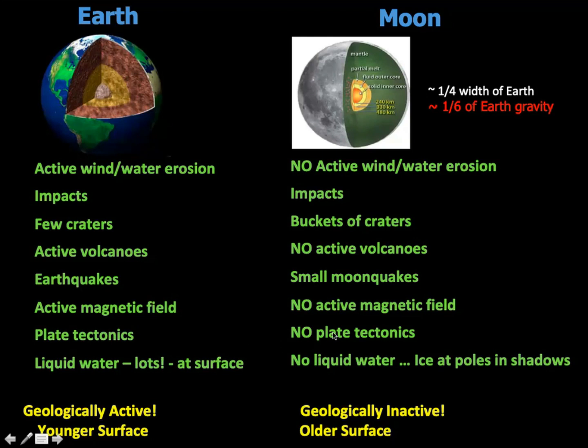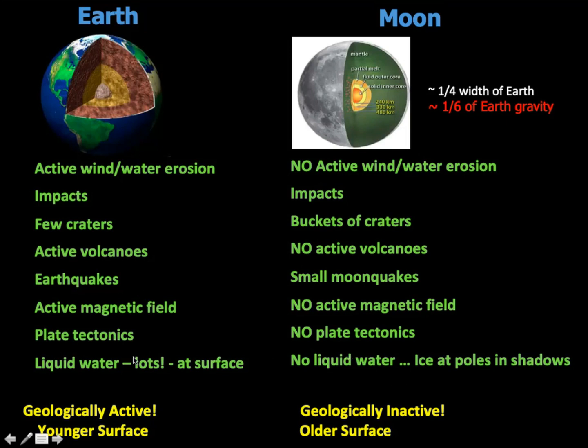And the most important aspect, if you are taking Earth, is that we have a lot of liquid water at the surface. So this matters a lot. On the Moon there is no liquid water, but there are reports of water ice at the poles, in permanently shadowed regions. So because of all these aspects, we can summarize that Earth is still geologically active, and the Moon is geologically inactive.